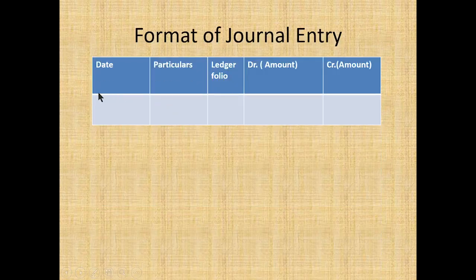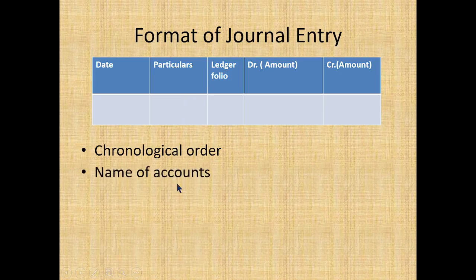In the format of journal entry we have 5 columns: date, particulars, ledger folio, debit, credit. In date we have to record journal entries date wise, that is chronological order. In particulars column we have to write name of accounts, and in ledger folio the page number of ledger book where these accounts have been recorded.